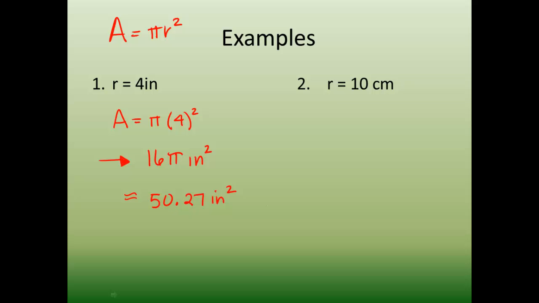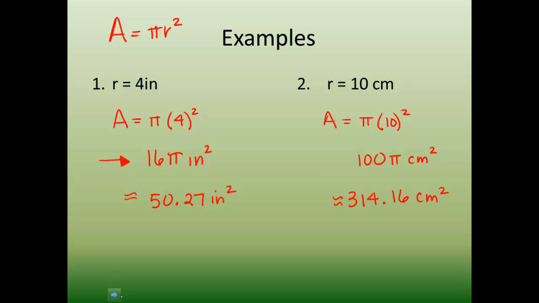Let's try the next one. Area equals pi times the radius squared. That means our exact answer is 10 squared is 100 pi centimeters squared. To the calculator, we type in 100 times pi, and we get 314.16 centimeters squared. Be careful on your rounding.